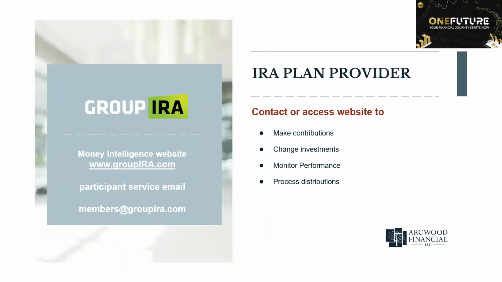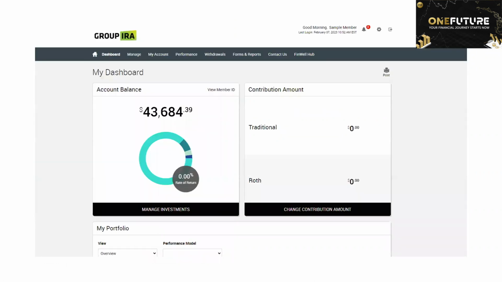The platform itself is also offered through a group called Group IRA. So this is the website you would go to, or the group you'd call if you need help making contributions or distributions. Their website is groupira.com. There you can change your investment allocations, set up your automatic contributions or change your automatic contributions, get statements, things of that nature. If you do need assistance logging in for the first time, the best way to reach them would be members@groupira.com.